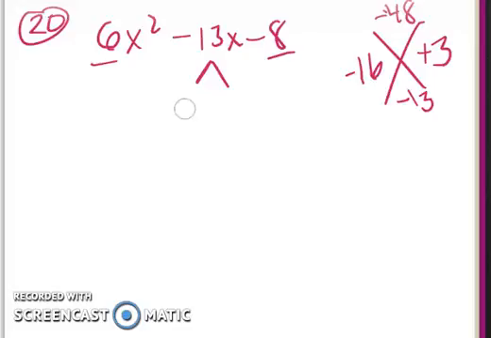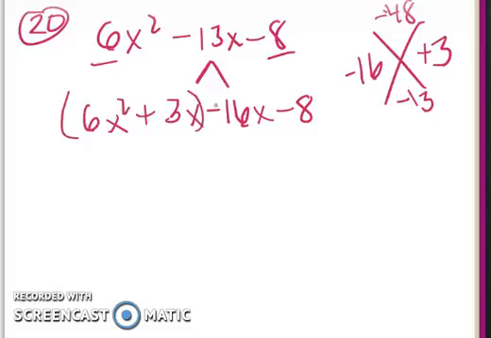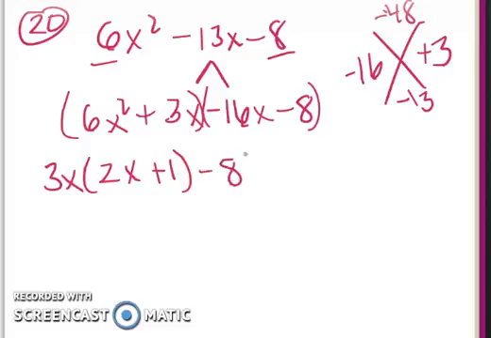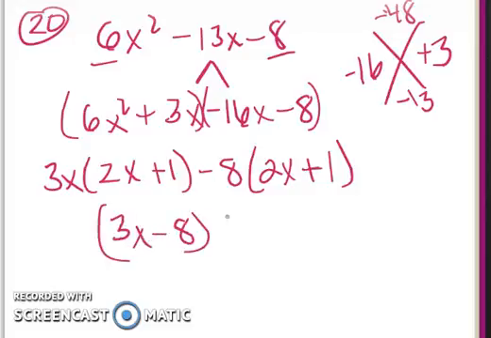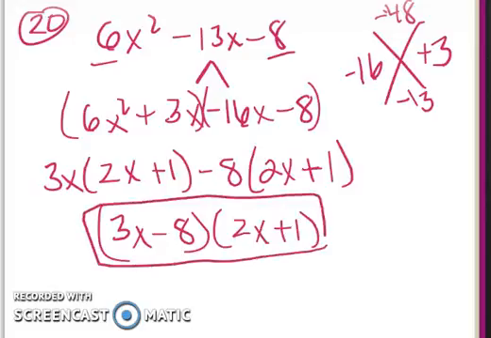You know what? I think 3 would go better with the 6. I'm just trying to make life easy on me. And I think this will do it. Okay, I think that looks a little easier. Over here I can pull out a 3x, left with 2x plus 1. Over here I can pull out a -8, get 2x plus 1. Make sure you pull out negatives if you need to pull out negatives. And there we go. Okay, so there is up to 20. We'll get the rest in the next video.